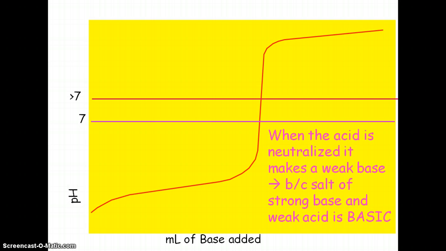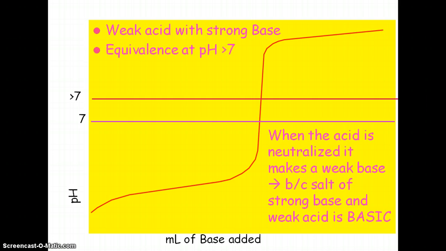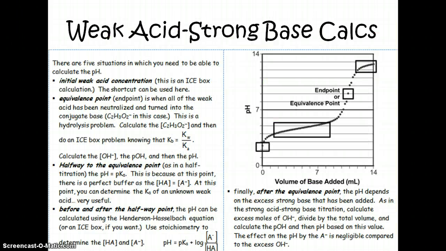All right, here is another look at a weak acid, strong base titration curve. And again, recognize that the salt that's produced is what gives us that basic end. When you're doing calculations to determine the shape of a weak acid, strong base titration curve, there are 5 situations in which you might need to get the pH. Initially, you're going to need the weak acid concentration, and to get that, you know that you have to do an ice box with the Ka.